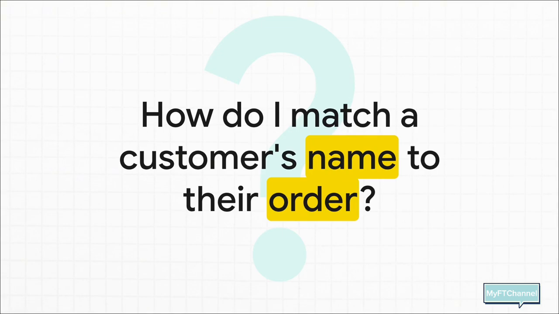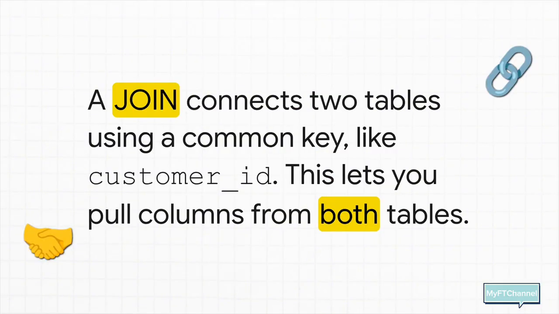Okay, here's a new challenge. The order table has the sale amount, but the customer's name? That's in a totally separate table. So how do we bring them together? How can we see who actually bought what? The answer is a join.